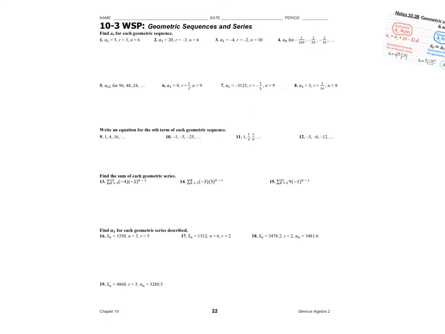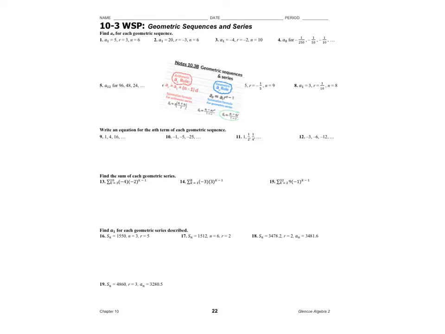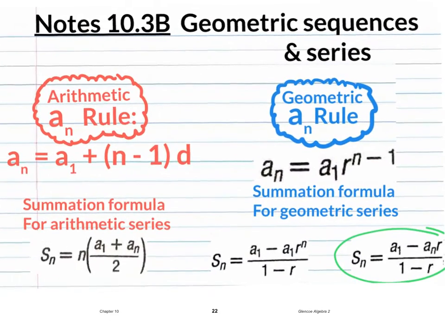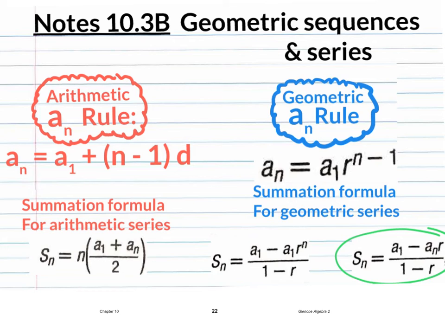Now, in order for us to be successful, we need to know this information, particularly the information of geometric rules, right? The geometric a sub nth rule: a sub n equals the first term on your list times the common ratio, normally written in parentheses, to the power of n minus 1. And there's also the summation formulas for a geometric series.